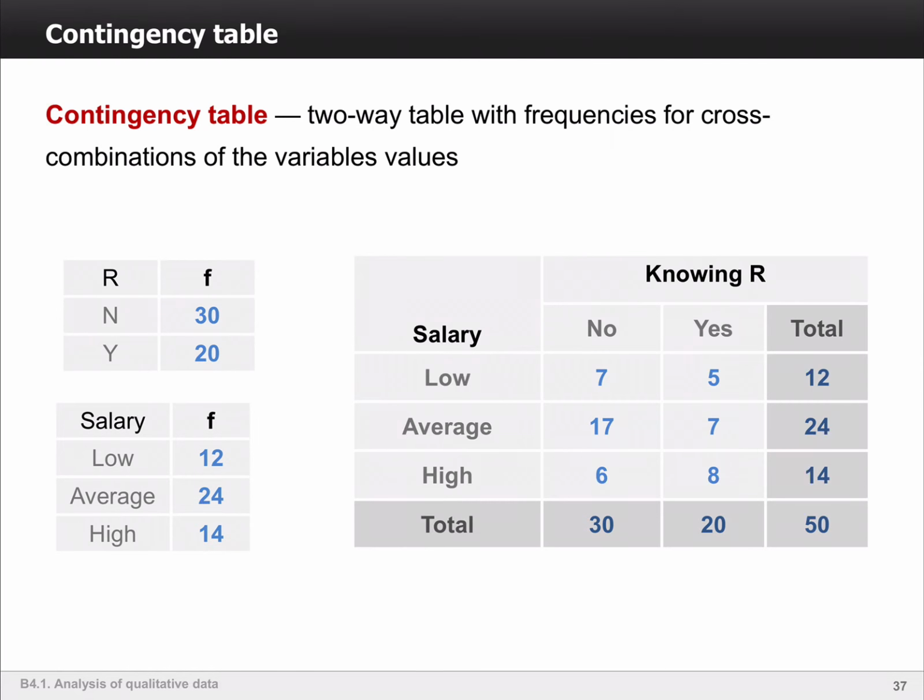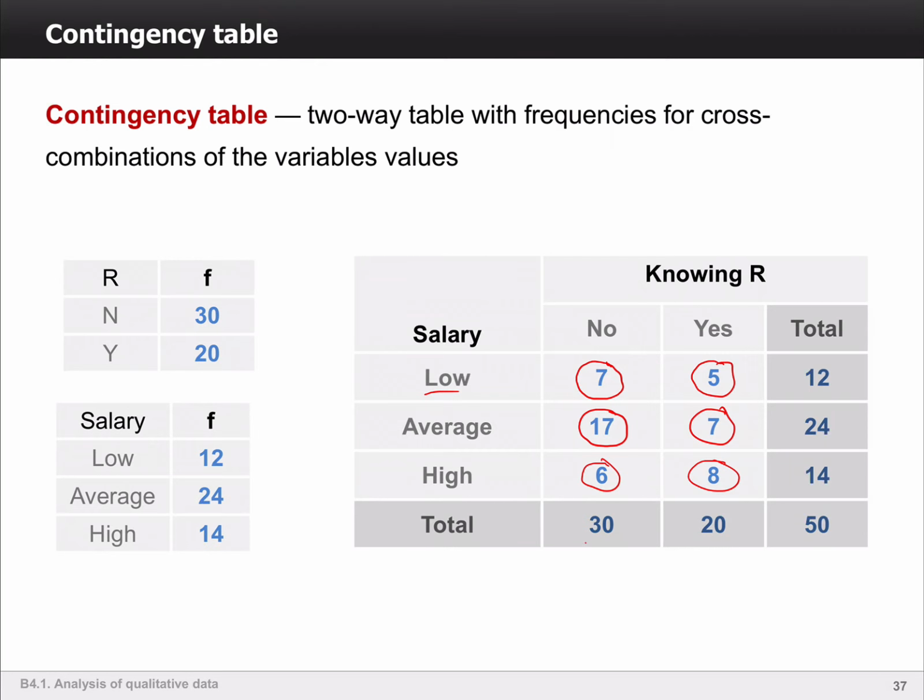So what does it tell us? It tells us that, for example, 7 engineers who don't know R have low salary, and 5 engineers who know R also have low salary. 17 engineers who don't know R have average salary, and only 7 engineers who know R have average salary. Then we have the same for high salary: 6 engineers who don't know R have high salary, and 8 engineers who know R have high salary.